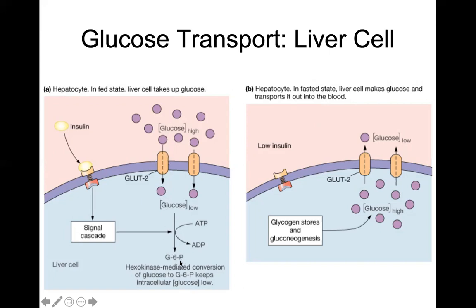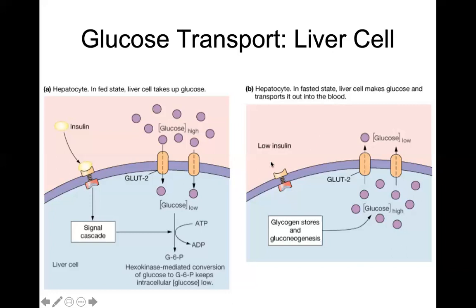So if the liver changes glucose to glucose 6-phosphate, now it doesn't fit in this channel, and it doesn't really play a part in the gradient here, like high glucose on the outside, low glucose on the inside. It's a new molecule, right? And then in a fasted state, liver cells make glucose and transport it out into the blood.